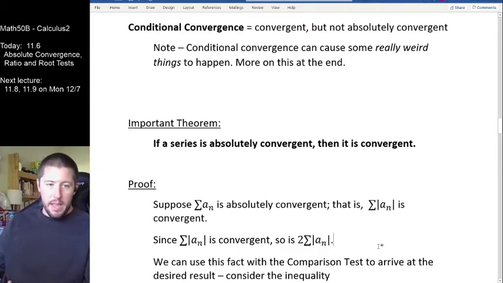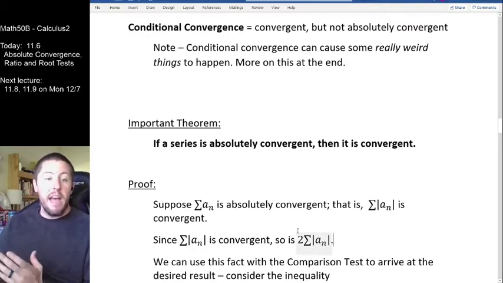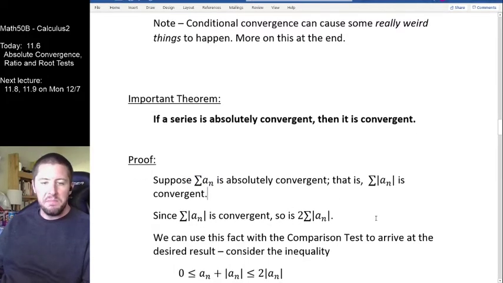There's never a case where multiplying something by 2 causes it to go from being finite to being infinite, right? We can always just double whatever value we got from this convergence. We're going to use this fact right here, along with a little bit of a comparison test to arrive at our desired result, that the original series, just the straight up A sub n series, must be convergent.